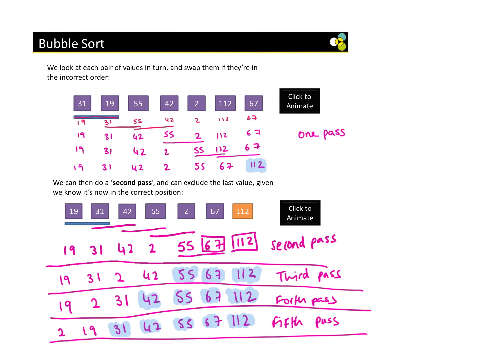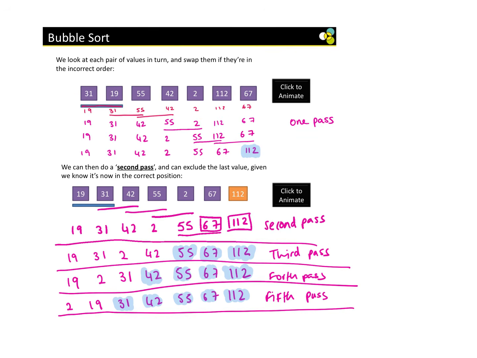I think I've spelled fifth wrong. Okay. Next up, 2 and 19. We have to check. No swaps, okay? But we did check just in case.